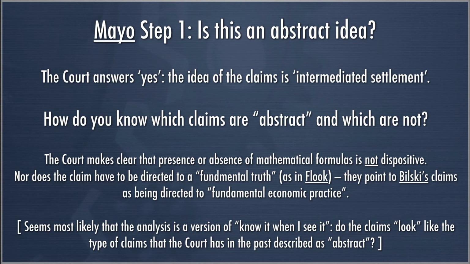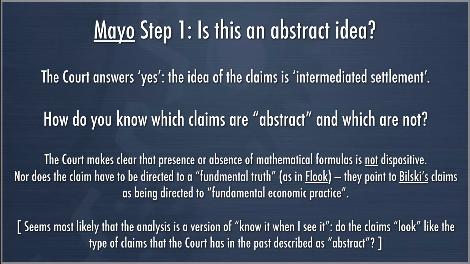So the claim also doesn't have to be directed to a fundamental truth in order to trigger this, right? This is back to the language from Flook, where the court said the reason that the claims there were an abstract idea is that they involved a fundamental basic truth, and therefore were abstract and unpatentable. Here they point to the Bilski claims, which were a fundamental economic practice, but not really a fundamental truth about the world, right? I mean, this is just a way that humans have organized themselves, not a basic description of the world around us. And so it doesn't really matter whether or not it's a fundamental truth. What matters more, in this case, is whether it was directed to a fundamental economic practice.